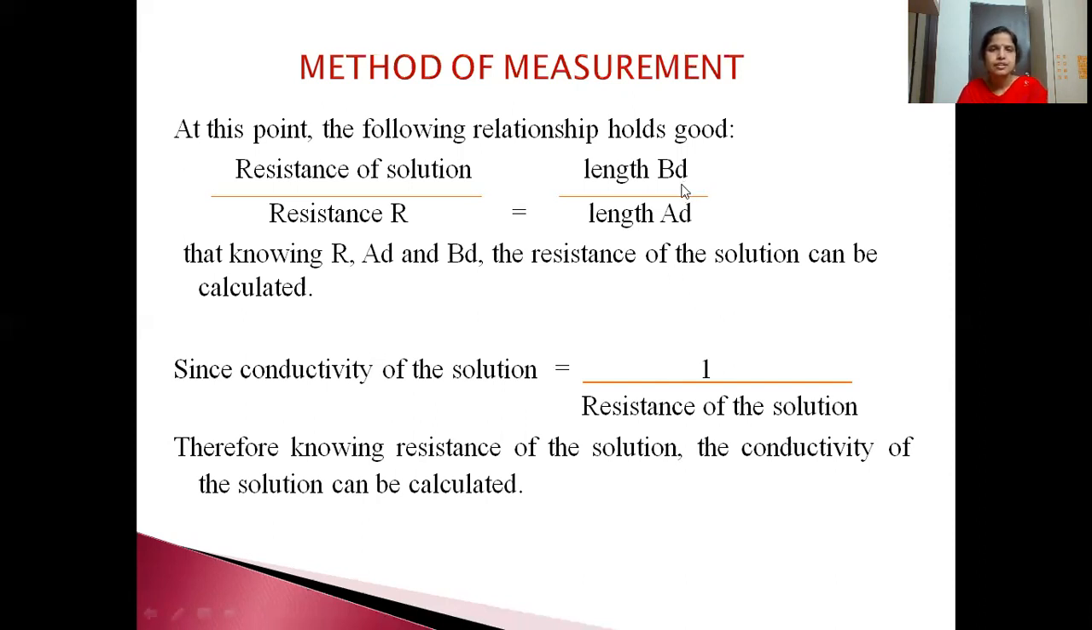Then when the current is passed and the lengths BD and AD are measured, and R is known, from that we can find out the resistance of the solution. So if the resistance is known, it is very easy to measure the conductivity, because conductivity is inversely proportional to the resistance.